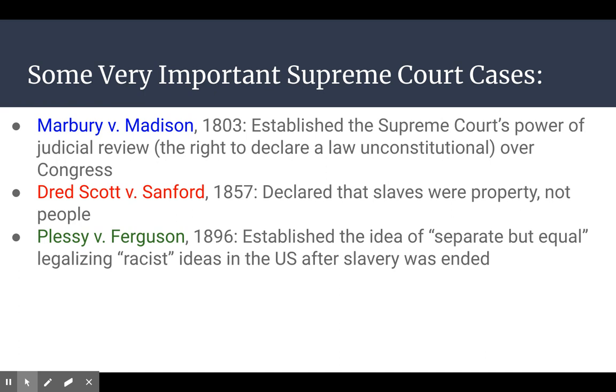But Plessy versus Ferguson, again, is another problematic ruling. So not all the rulings are good. But they established the idea of separate but equal, legalizing racist ideas in the U.S. after slavery was ended. That's as simple as I can say it. So you get Dred Scott and Plessy versus Ferguson, and you see the reason why there is still some discrimination, hate, and problems in our country.